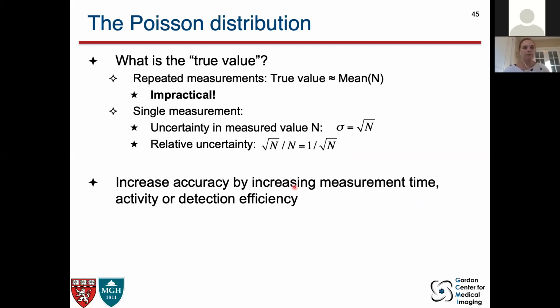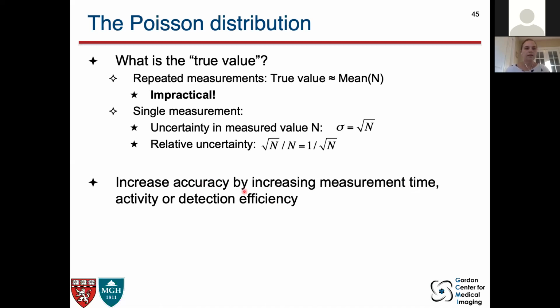However, it's quite evident that neither of these two options are very good, because we don't want to have a very long measurement time, because that's not very comfortable for the patient or very practical in terms of patient throughput, and there are many reasons that we want to keep the measurement times as short as possible. And we also don't really want to increase the activity. We want to keep the activity as low as we can because we want to limit the dose to the patient because of health concerns.